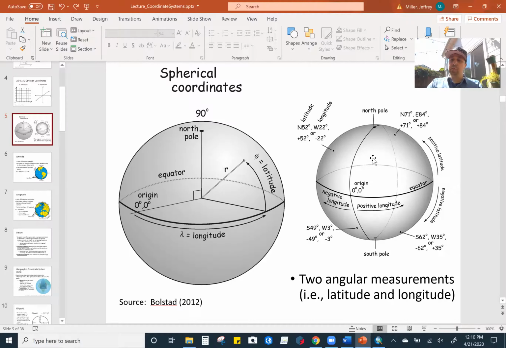If all we're looking for is horizontal values, then our datum would be at 0, 0, which is actually right off the coast of Africa. Equator prime meridian.